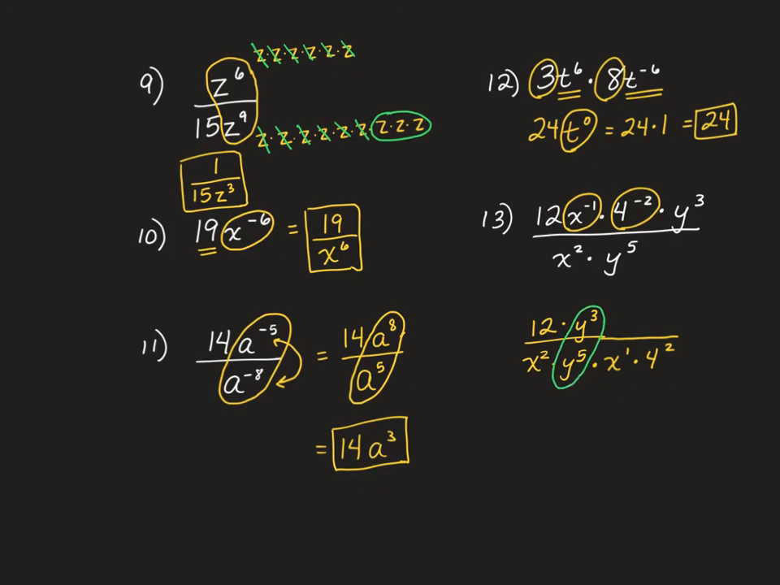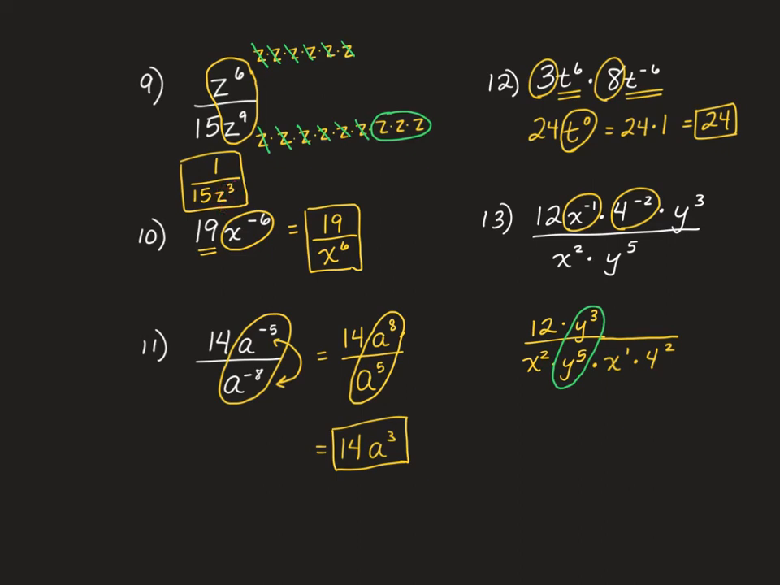So I see that I have y to the power of 3 over y to the power of 5. If you remember back in number 9, when you had the same base, z to the 6th over z to the 9th, we subtracted them, right? 6 minus 9 was negative 3. And so that means that it stayed on the denominator and was a positive 3.